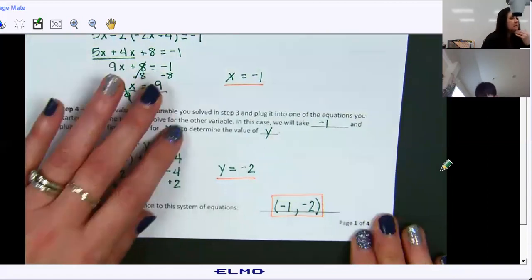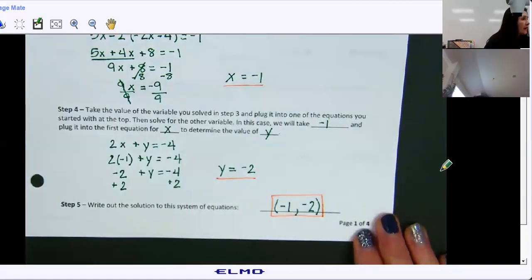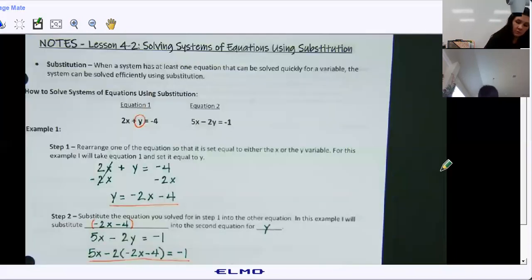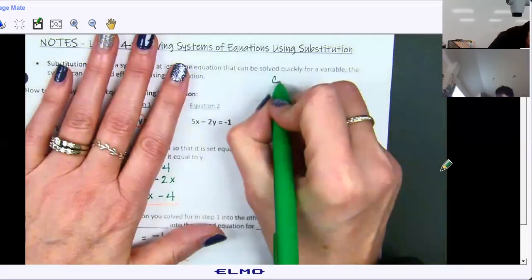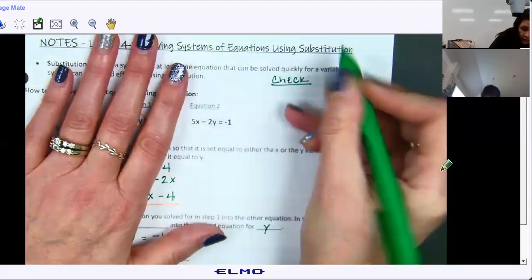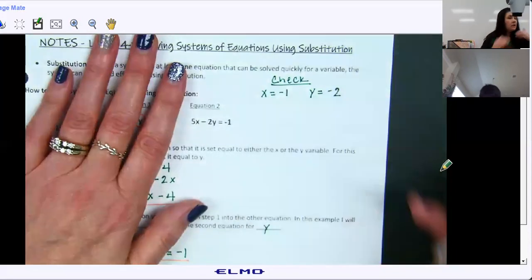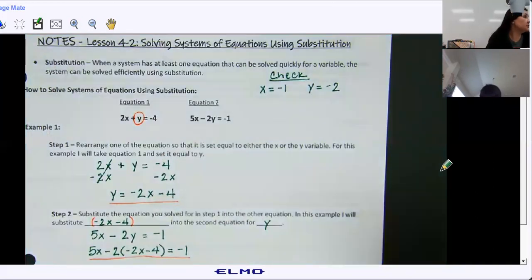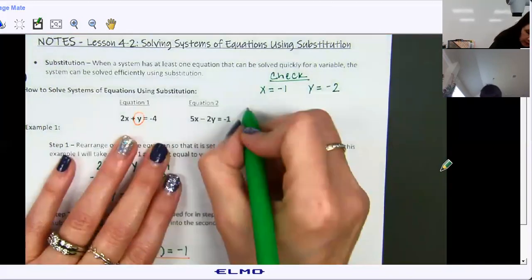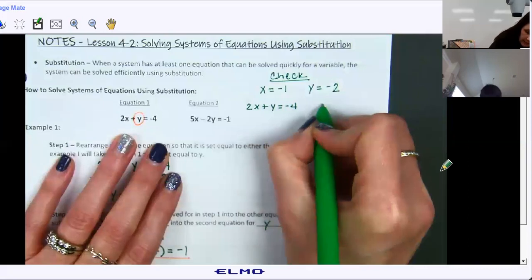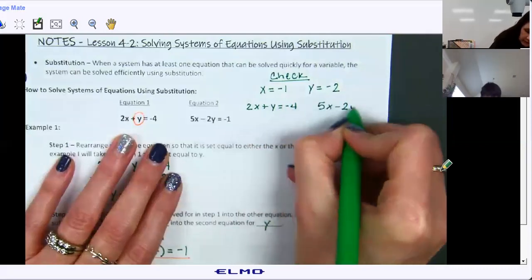Okay. Now, at some point, you might say, "Ooh, I don't know if this solution is correct." So before you turn to the next page, we're going to go back up to the top and we're going to check. I'm going to show you how to check your work to see if it's right. Okay. So I have the solution -1, -2. So up here, we're going to check our work. Where x equals -1 and y equals -2. And the way that you do this is you just plug those numbers into each of the equations. So on the left side, I'm going to write our first equation, 2x plus y equals -4. And then I'm going to write 5x minus 2y equals -1.